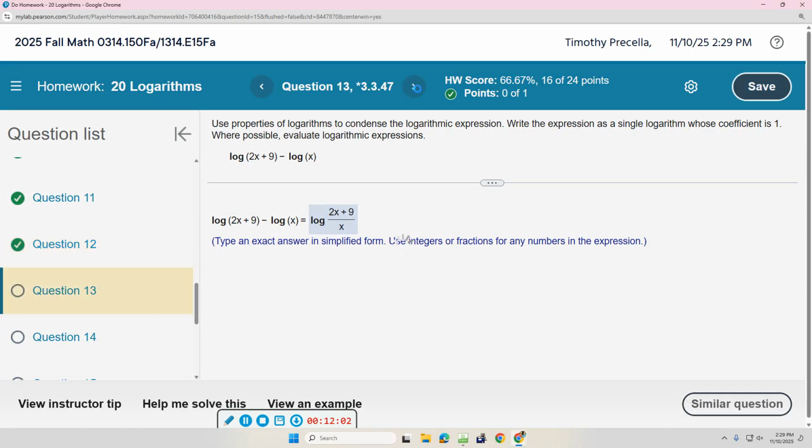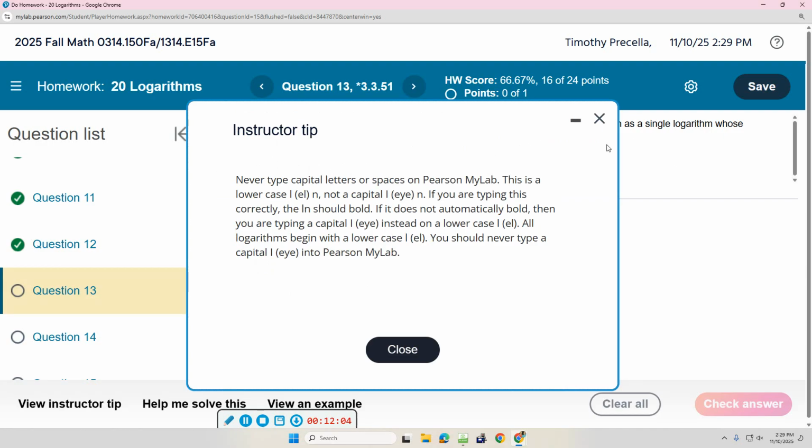Oh, number 13. Oh wow, that's an even longer one. Oh, he even adds on. You should never type a capital I into Pearson MyLab. You should never type capital letters, period. And my sentence: all logarithms begin with a lowercase l.